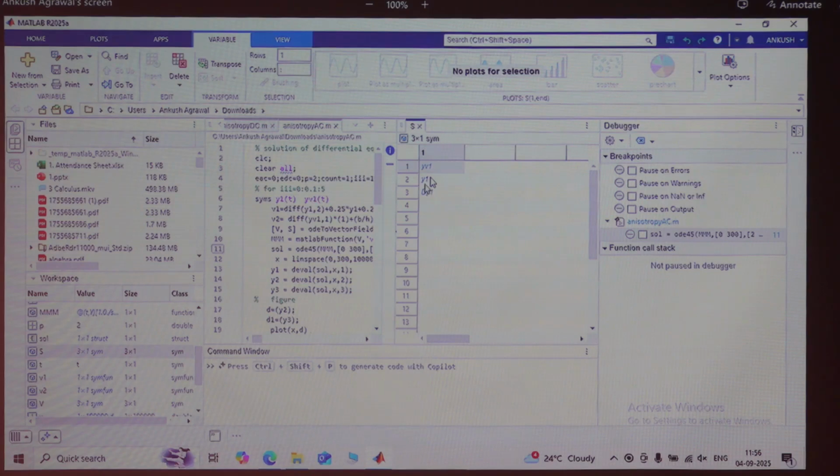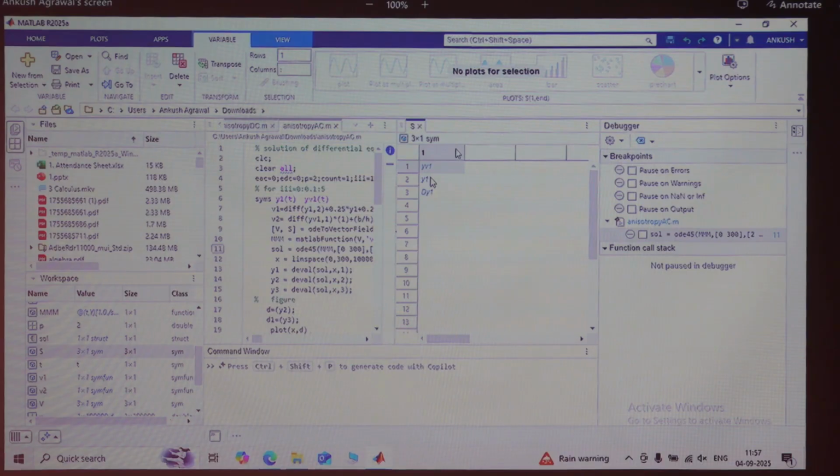The second thing is Y1. Y1 we have taken as theta. And then it will have dy1, that is d theta by dt. You are getting? So in V we are having the variable, and in S we are going to have the solution for this. So we are going to solve these three things in S. I have opened this specifically to do this. Now you have to give initial conditions for all these things.